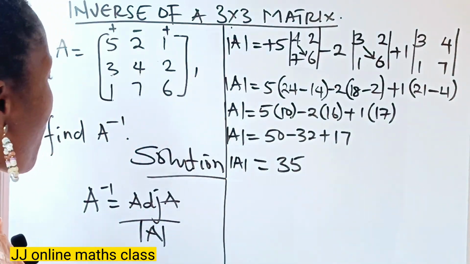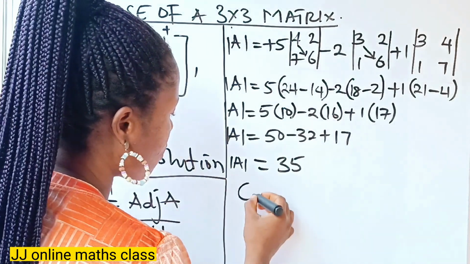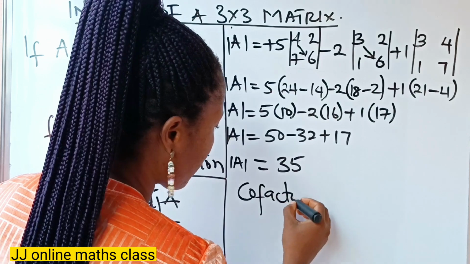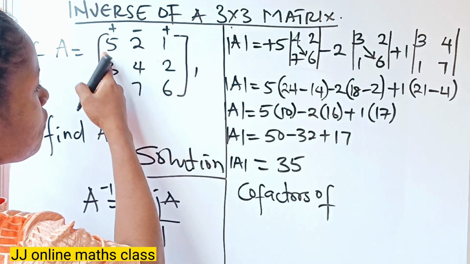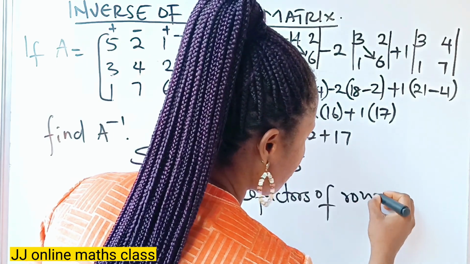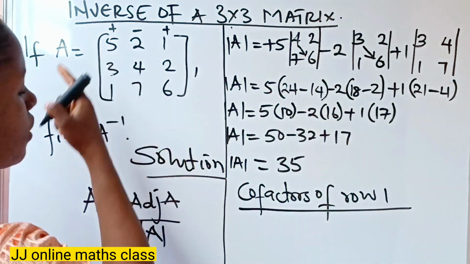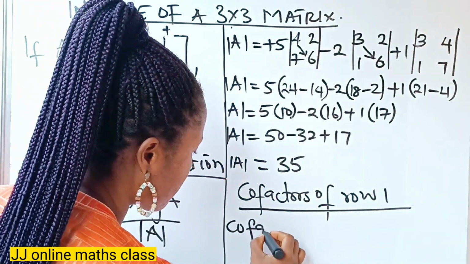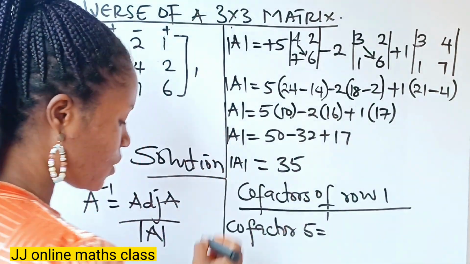All right, so we are going to find the cofactors of this A. Let's go over and find the cofactors of the first row. This is the first row of this matrix. Let's call it row 1. So we are going to start with the cofactor of 5. Now, how do we do it?